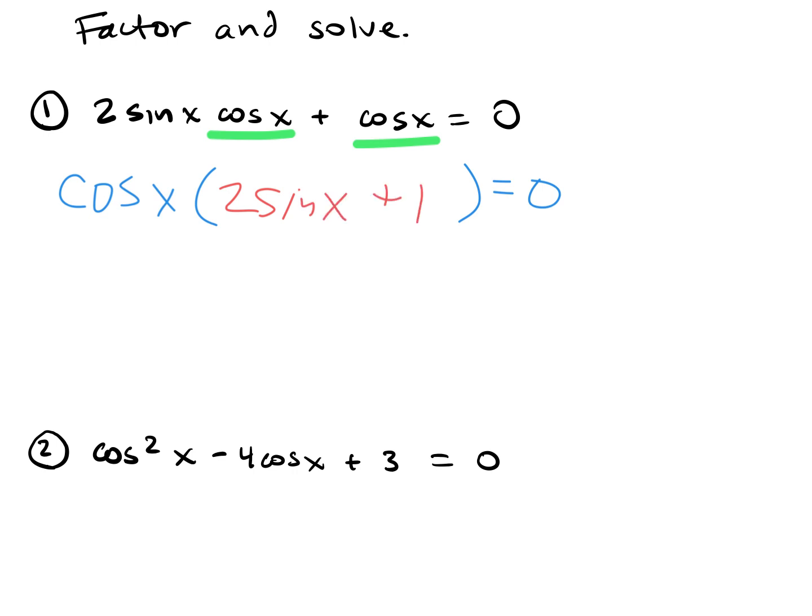And if you're struggling with how I got the stuff in the parentheses, it's like I divided both of them by cosine. And that tells you to put a 1 there. And this part tells you to put a 2 sine there.